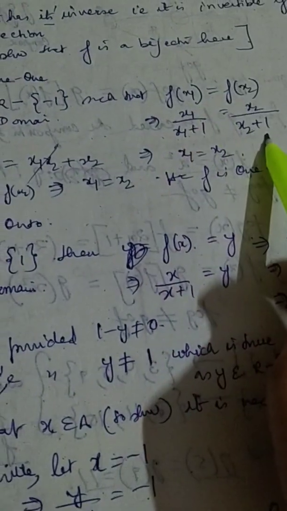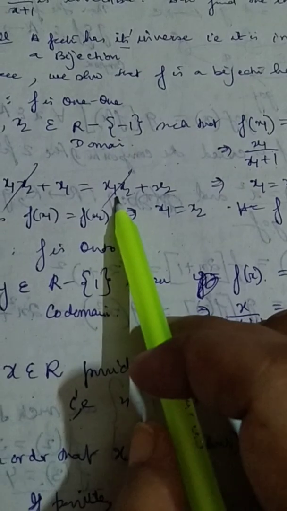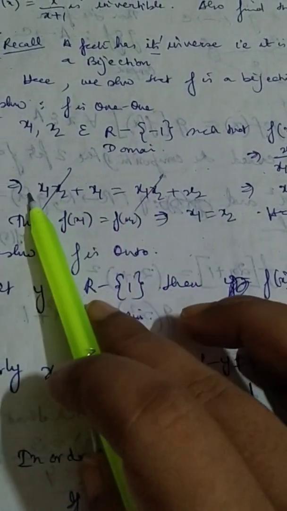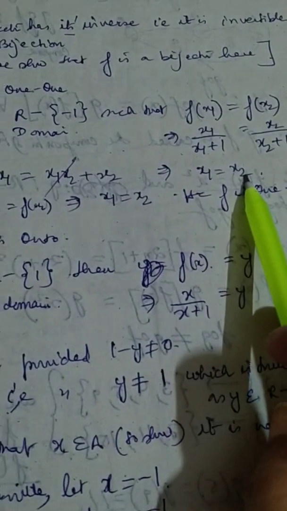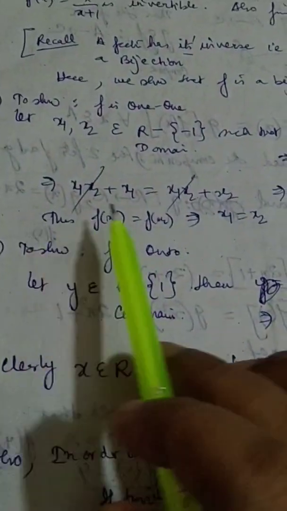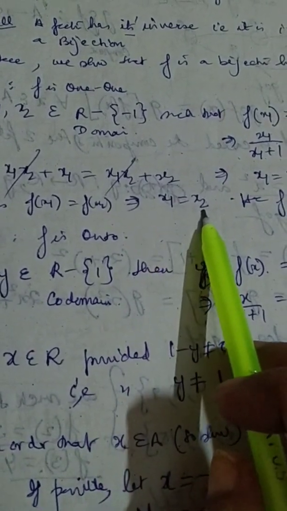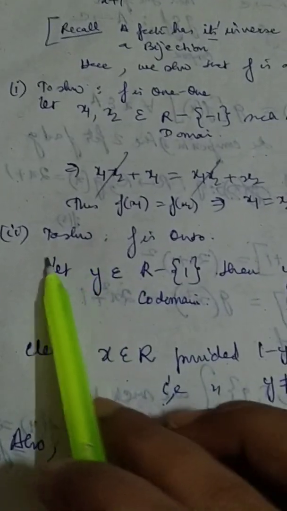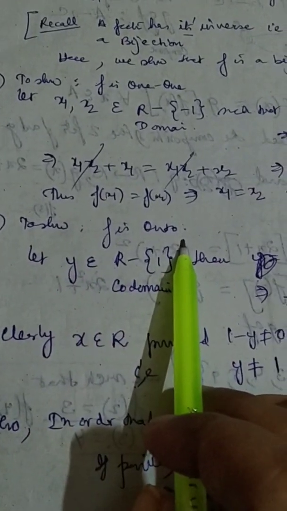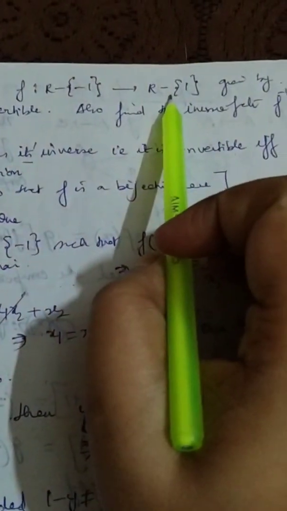So we will simplify this now, cross multiplying. x1 x2 plus x1 is equal to x1 x2 plus x2. x1 x2 cancels. You are left with x1 is equal to x2. So what have we obtained? Thus fx1 is equal to fx2 gives us x1 is equal to x2. Hence f is a 1, 1 function. Now we will show that f is onto. We will take an element from the codomain now. Codomain is what? This one, R minus of 1.